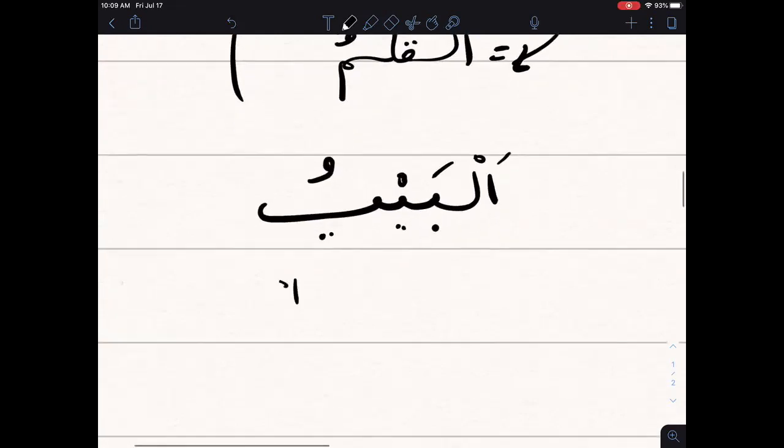This means what? What does it mean? Somebody? Al-baytu. What does al-baytu mean? What do you think? The house. Very nice. So let's translate it as the house.